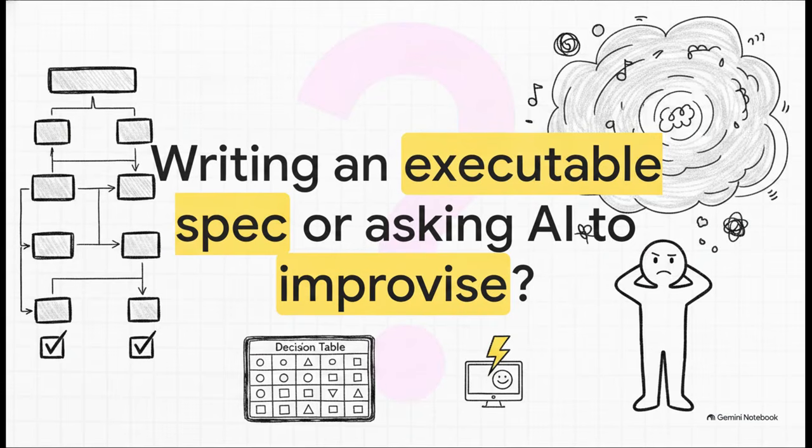As we wrap up this explainer, I really want to leave you with a provocative challenge, something to permanently shift your mental model before your next big build. Ask yourself, are you writing an executable spec, or are you just asking your AI to improvise? Stop relying on prose, start building exhaustive decision tables, and watch your AI deliver correct code on the very first pass.